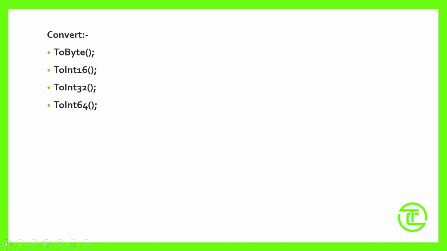And why do we have 32? Because an integer is 4 bytes, and 4 bytes contain 32 bits of memory. Similarly, for long, we have the ToInt64 method. So that's it for the slides.